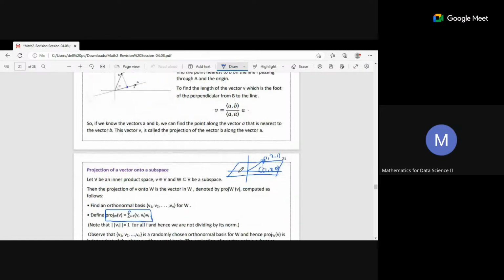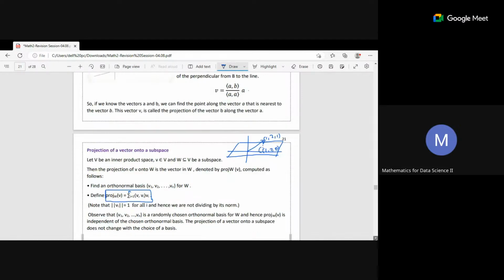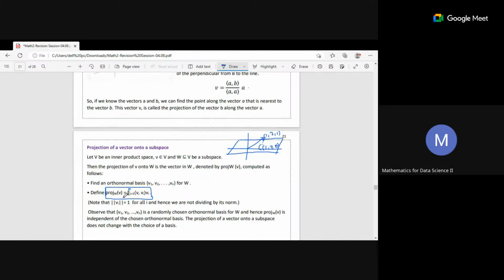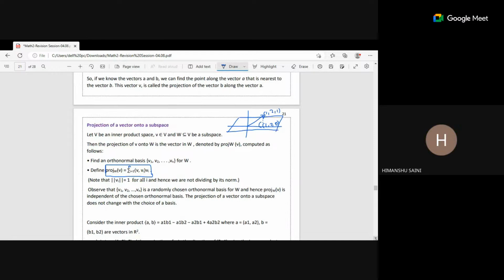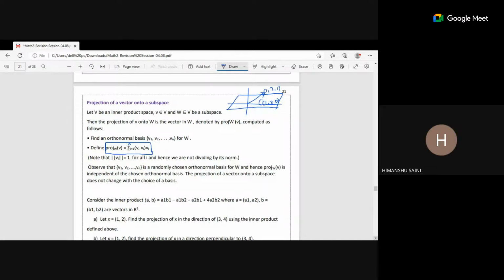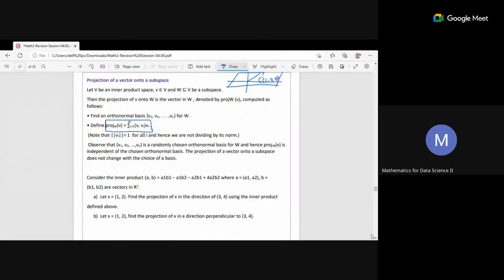But if it is some other plane, then finding this projection is not very easy. That is why we have a formula like this, which gives us the projection of this vector on some subspace. The subspace can be of any dimension. So we'll find the basis for that subspace, and we'll find the projection in that basis. Yes, exactly.